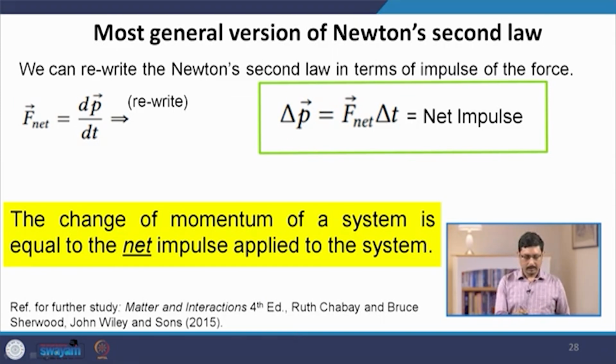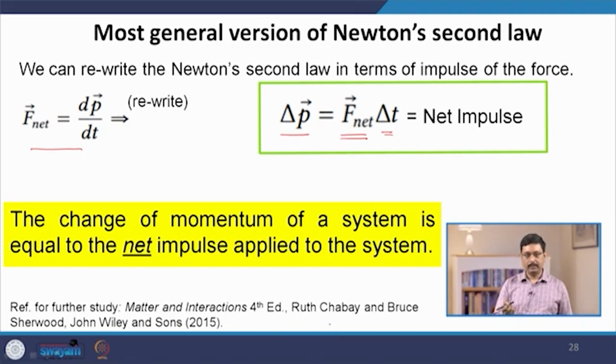So, how to write it? In the previous version we said that F is the rate of change of momentum. If you multiply both sides by delta t, we rewrite this formula as saying that the net total change of momentum is equal to the net force times the duration of the time window over which the force is acting.